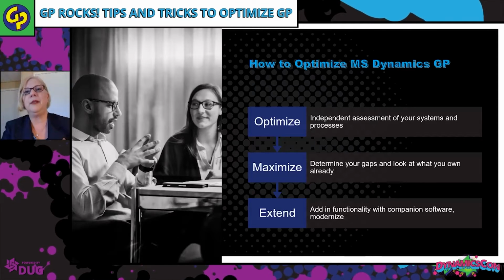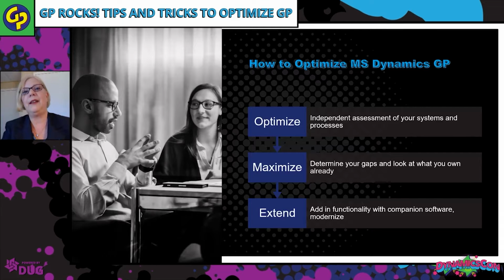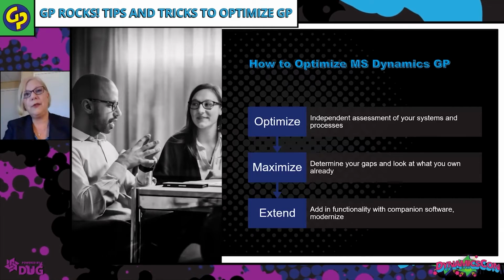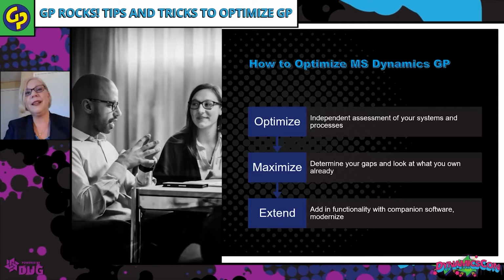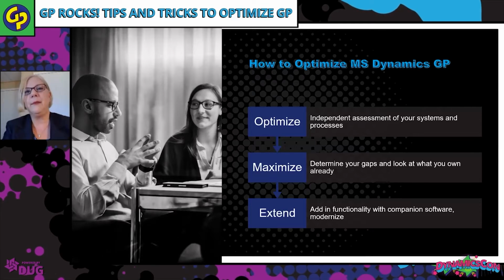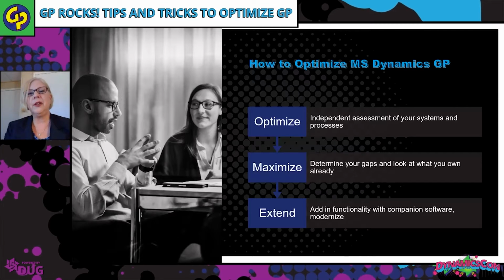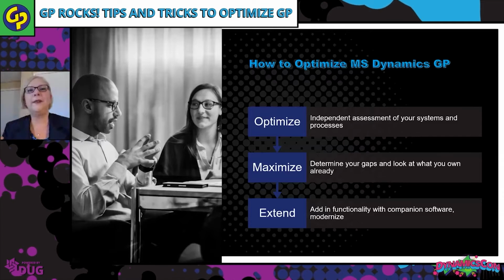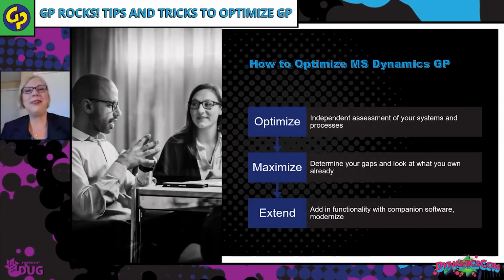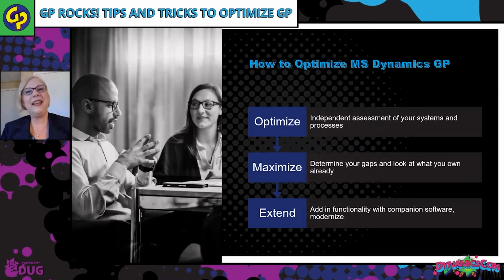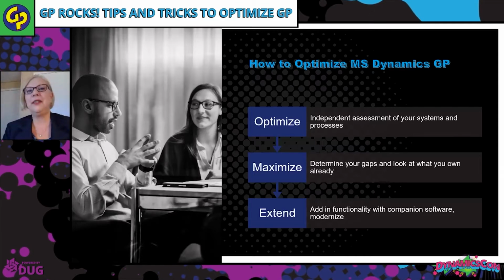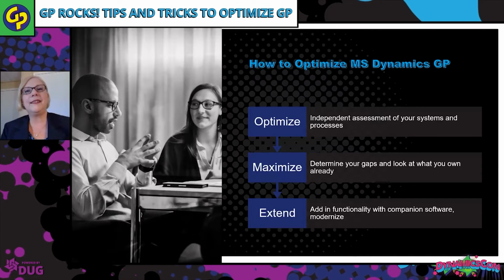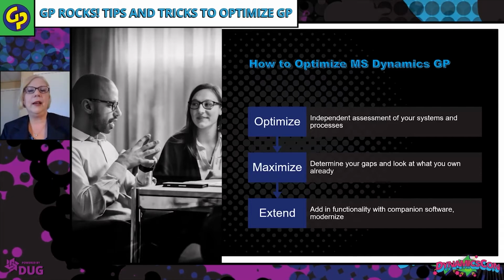So do that optimization review and have that assessment done by someone who's skilled and has best practices and knows your environment. The second thing is then look at ways to maximize your system, determine your gaps, look at what you own and what you're not using. I see this a lot when I was with a partner with clients. I was like, hey, did you know that you own this module or that module? They didn't even know. They didn't know they own fixed assets. So get a list of the capabilities and look at those and extend.